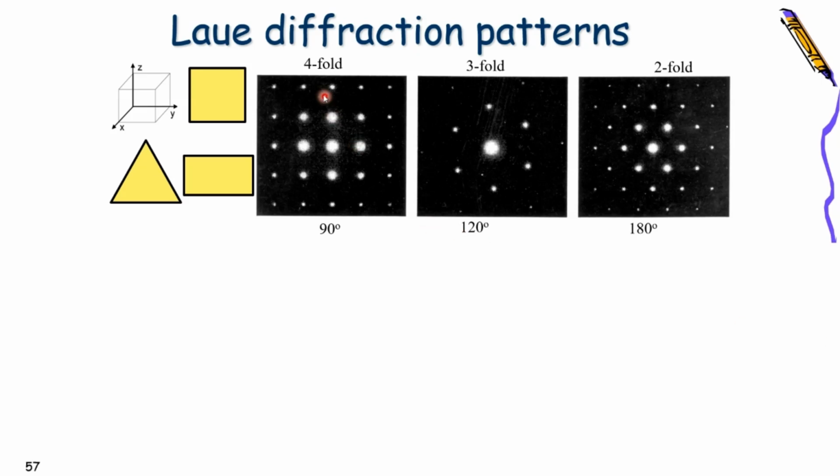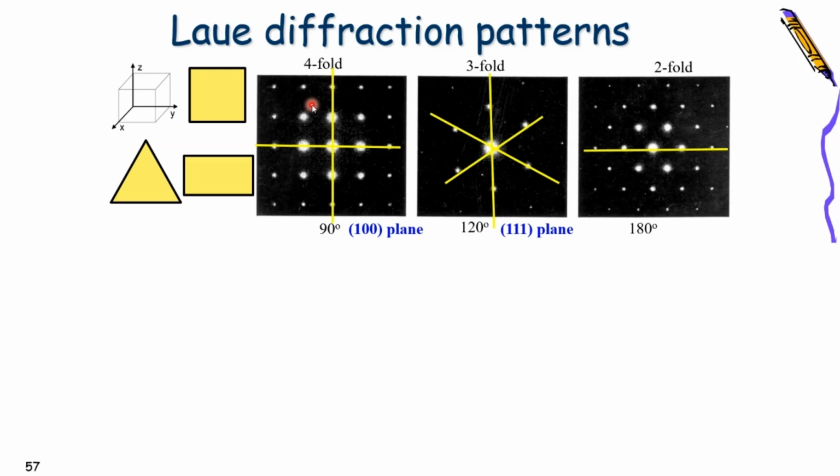Right, so this is the Laue pattern. These 3 are cases for you to understand this. The Laue diffraction pattern here. So this is 4 folds. If you have a pattern like this, it will turn 3 folds. Okay, this is the 100 plane, and this is 3 folds, which is the 111 plane. This is 2 folds, which is the 110 plane.